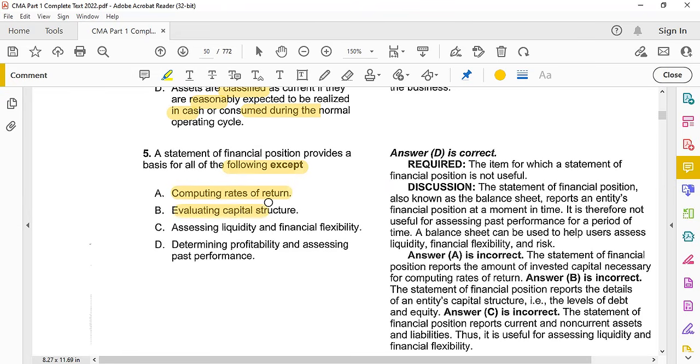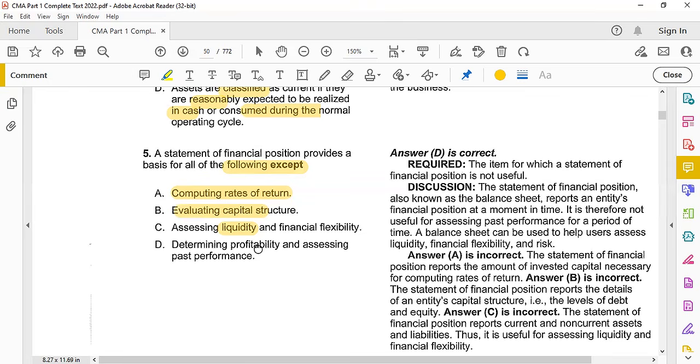Evaluating capital structure means debt-equity ratio, and it's always in the balance sheet. Capital structure means debt and equity information. Assess liquidity: current ratio, quick ratio, you need current assets and current liabilities, and you will get those from the balance sheet. See, it's previous knowledge.